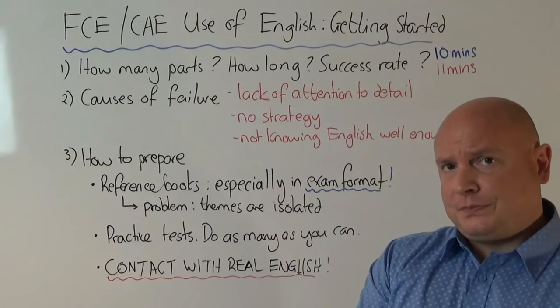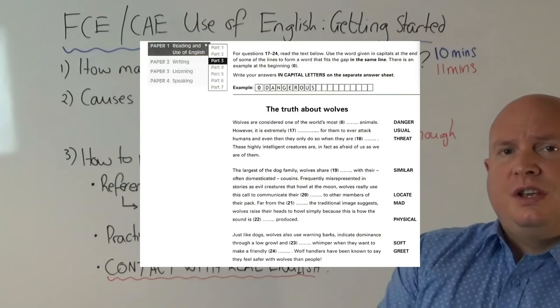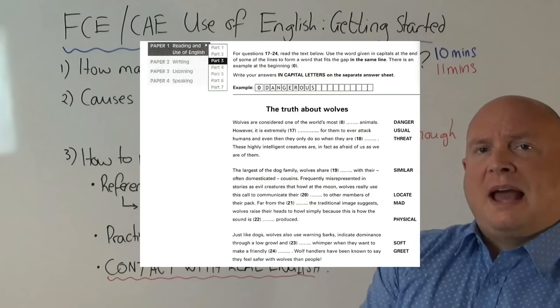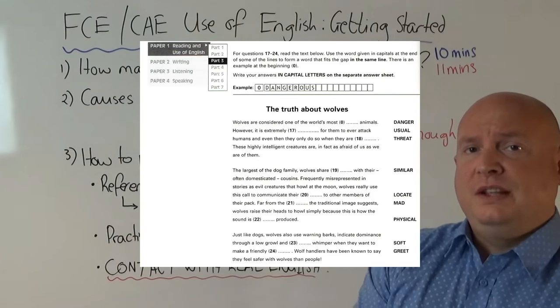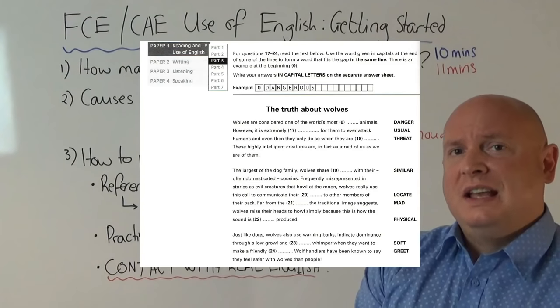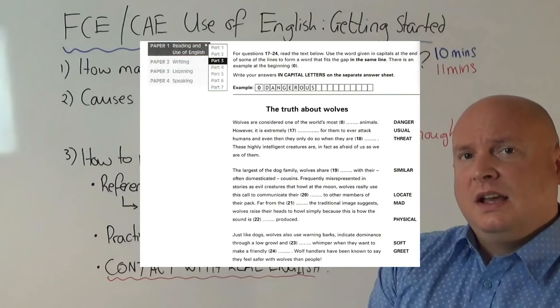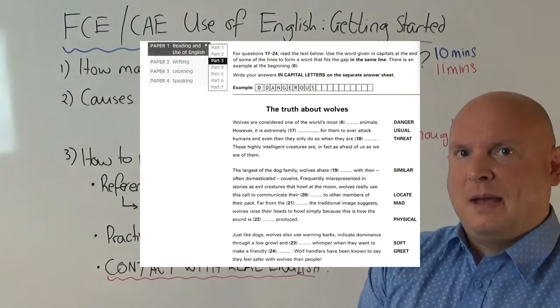Part three, this is the word transformation. As you'll see, you have a piece of text, and down the side of the text, there are words in bold. And you need to change the spelling of them. So you need to know about how to form adjectives, adverbs, etc. Think about all the possibilities. People tend not to get all these correct because of poor spelling.